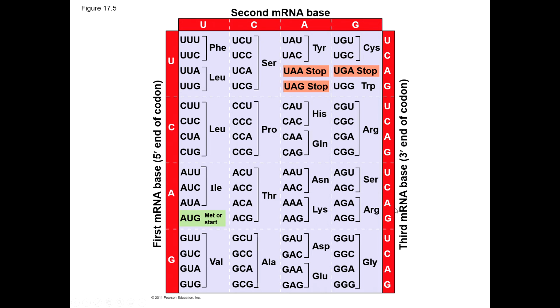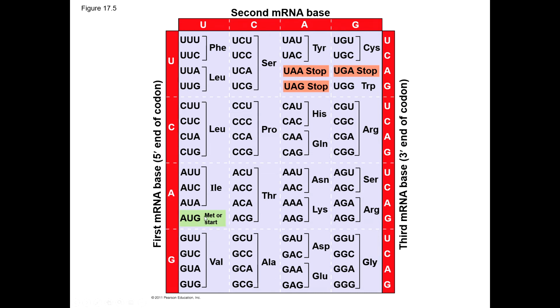For example, let's look up AUG. If you look where all 3 intersect, here's A, here's U, and here's G, and you see AUG codes for the amino acid methionine. This also happens to be what is known as the start codon. So we always start with AUG. You can remember that because we start classes in August, right? AUG, that's our start codon.